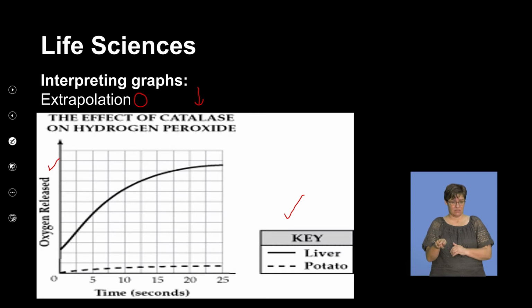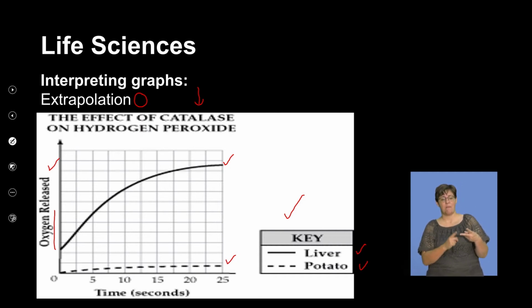So the key tells us that here we have liver, and here we've got the reaction for potato. Both of these substances have the enzyme called catalase that reacts with hydrogen peroxide, and they produce oxygen. So it's a comparison between the enzyme in liver and potato, and we can clearly see that liver has more catalase. So if you were asked to find out what would be the oxygen released at, say, 30 minutes.